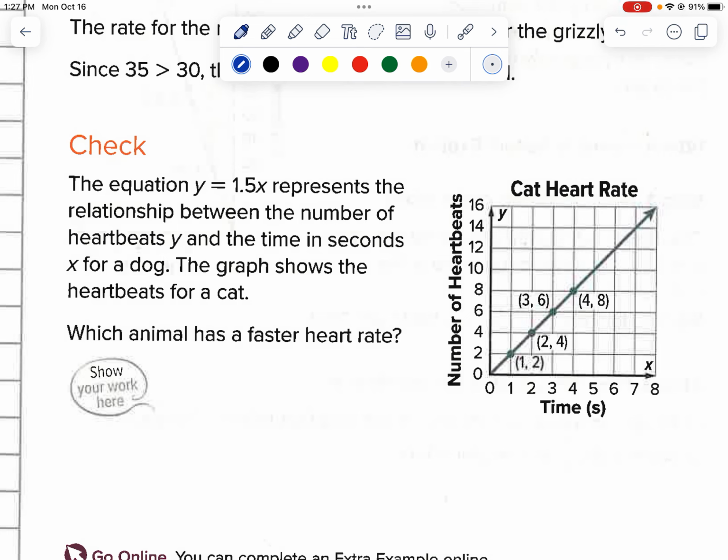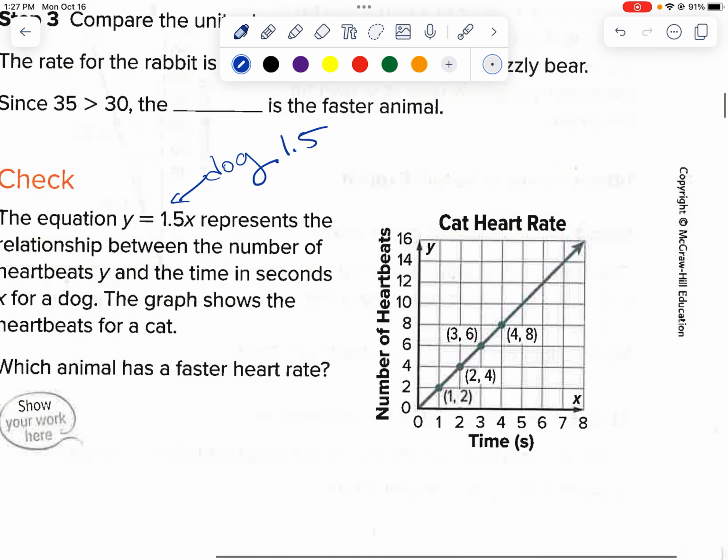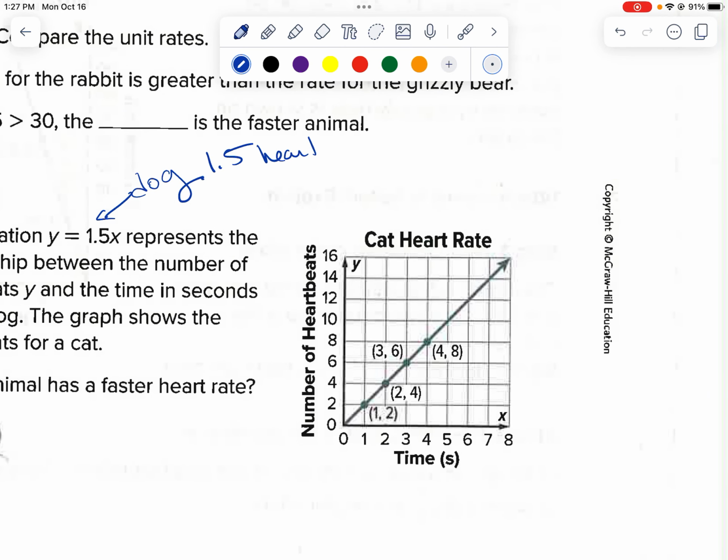Cat heart rate. The equation y equals 1.5x represents the relationship between the number of heartbeats y and the time in seconds for a dog. So this is for a dog. That's the rate for a dog: 1.5 heartbeats per second.